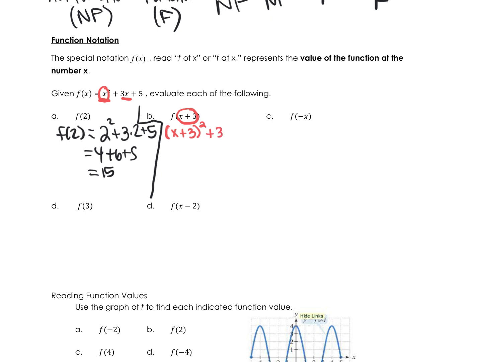Then I've got plus 3. That's being multiplied by the x. And we are now putting x plus 3 in there for that x as well.